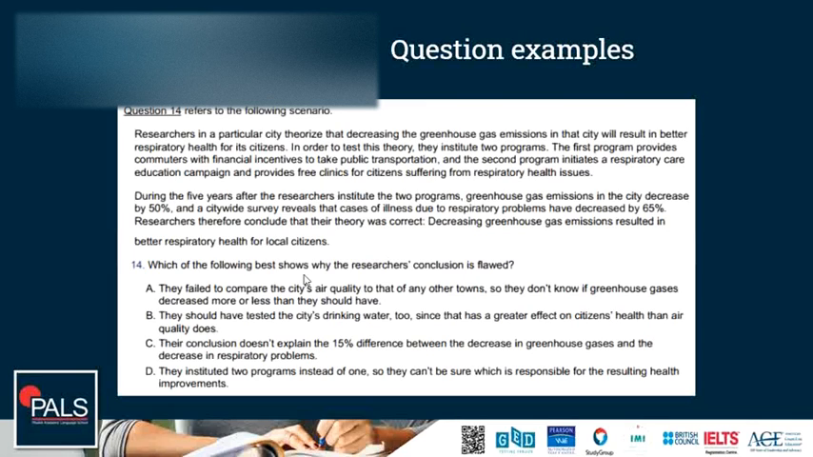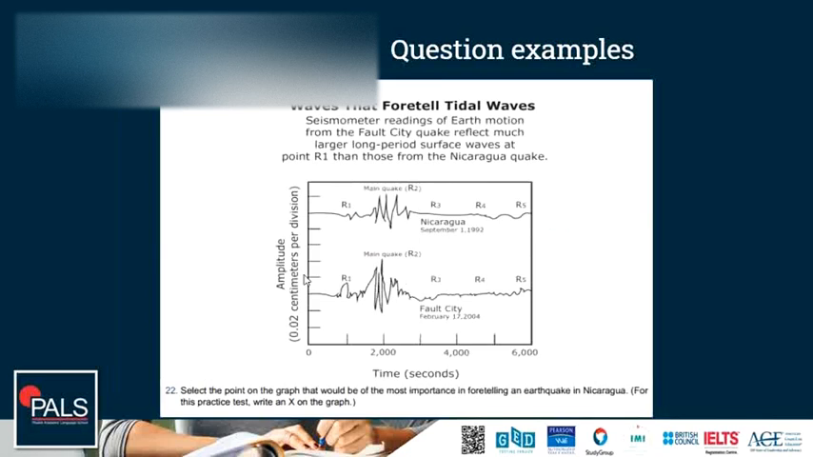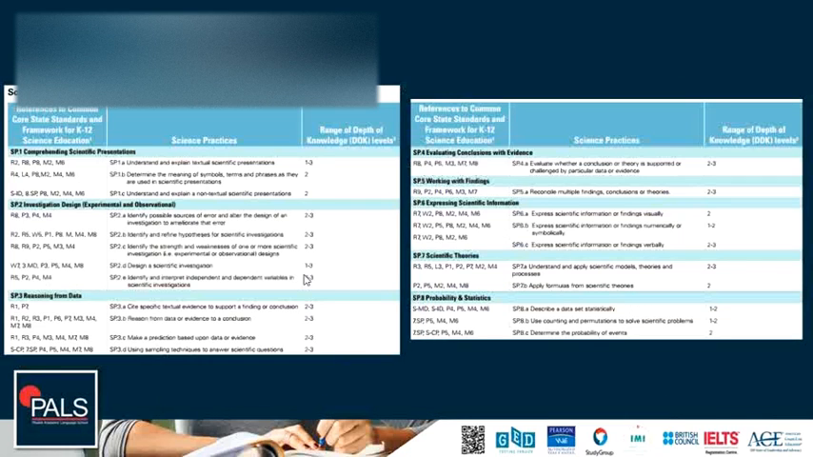So this is probably one of the more difficult questions in the GED science test. It asks you about analyzing this text and analyzing the scientific work that the researchers have done here, their experiment basically. What is flawed about their conclusion? What is flawed about their work? So let's have a look.